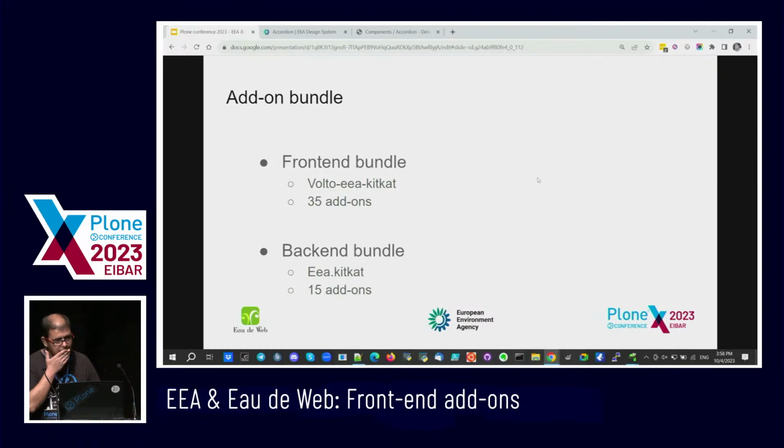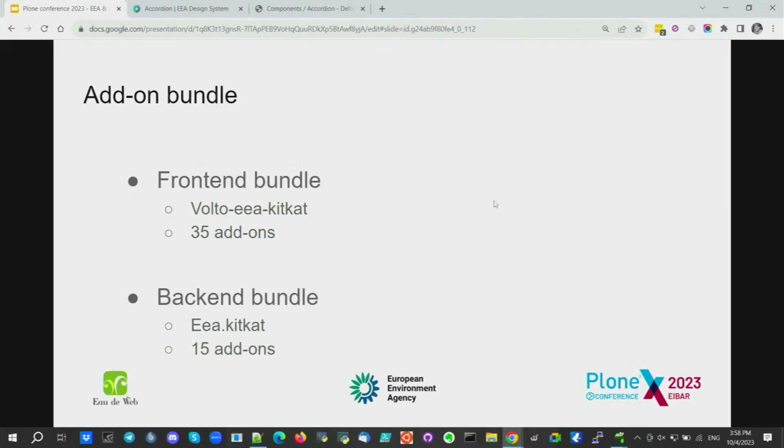And in the end, we have two bundles, one for the front-end add-ons and one for the back-end add-ons. If you install this bundle, it will automatically get, for the front-end, 35 add-ons, which are well-tested, and they work together without conflicts and errors. Same for the back-end, which has about 15.